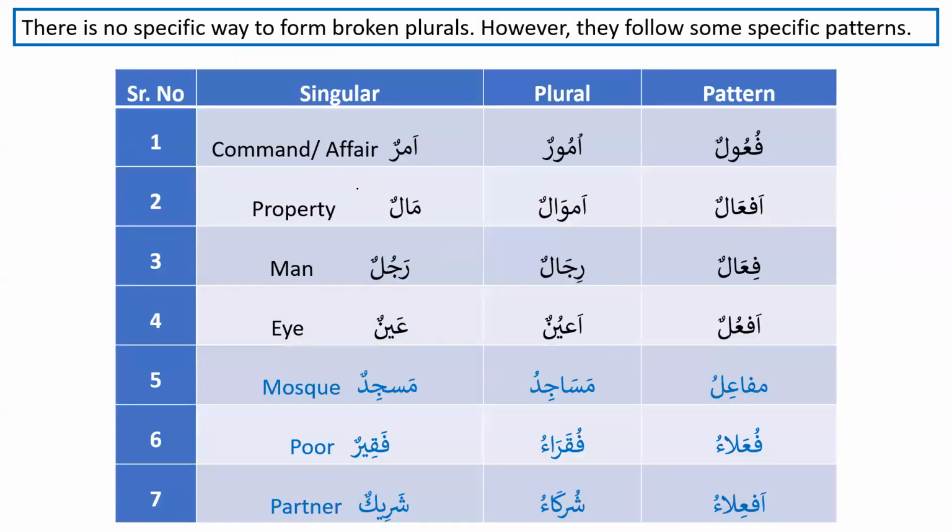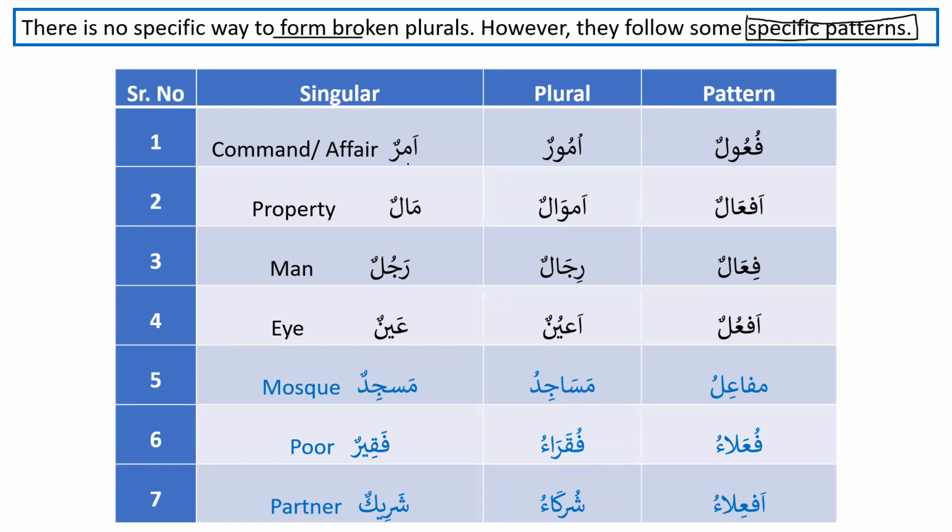All right. So as I said, there is no specific way to form broken plurals. However, they follow some specific patterns, and it's very important. They have fixed patterns, and these patterns will never change. So once you get used to these patterns, once you memorize these patterns, you can just close your eyes and give a plural of the noun, knowing that you are familiar with the pattern. So we have over here some of the most common patterns that have been used in the Quran. And inshallah, when we proceed further, we will discuss several patterns, as it has lots of patterns.